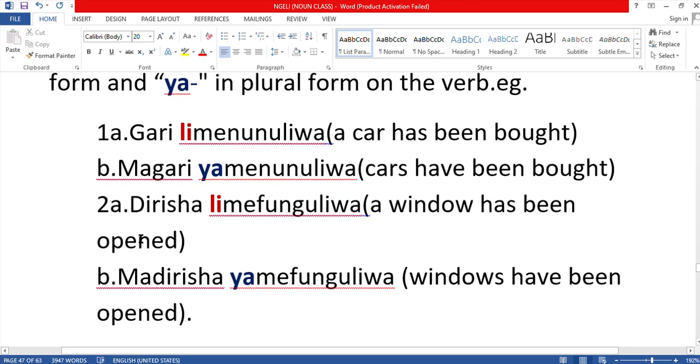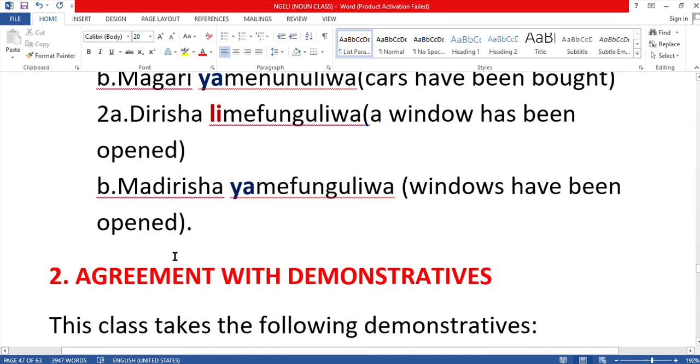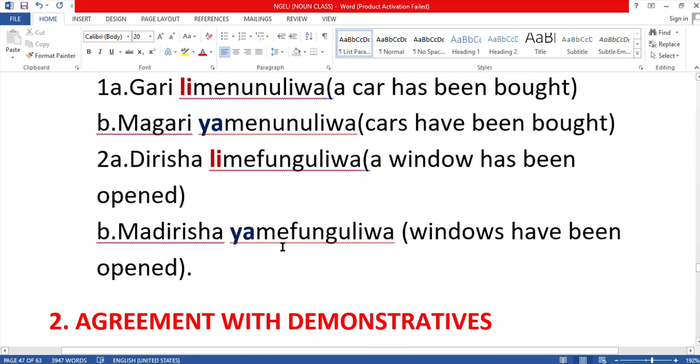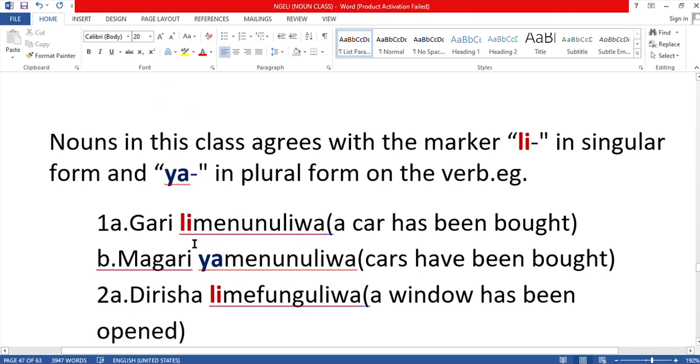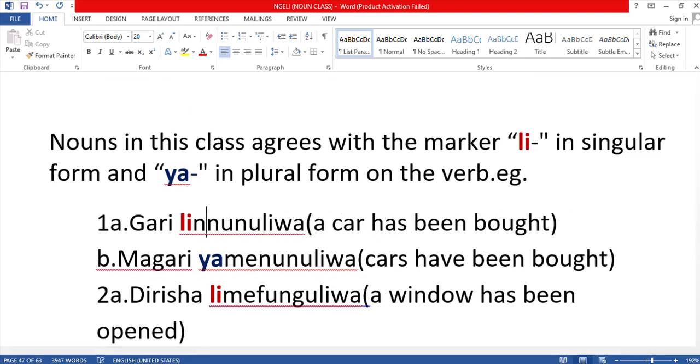Mfano wa pili, dirisha limefunguliwa. A window has been opened. Plural form will be madirisha yamefunguliwa. Windows have been opened. Now remember, here it is just that something has happened not long ago, that tense. And then if we want to put it in the present tense, we just put na here.